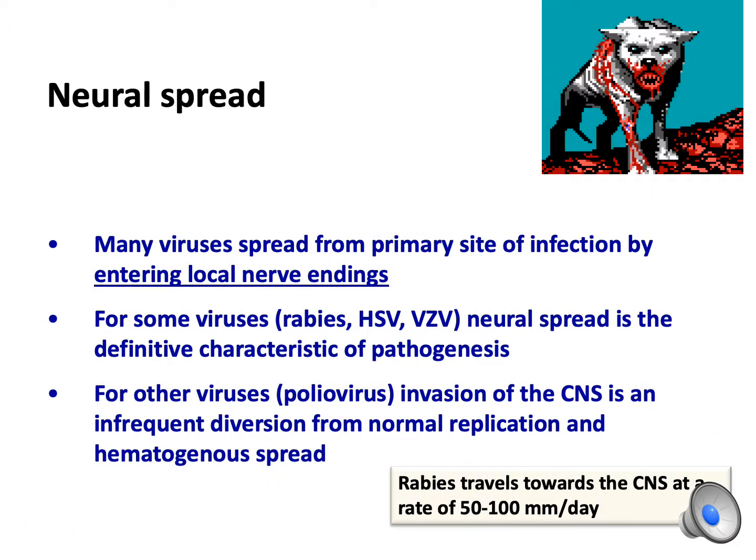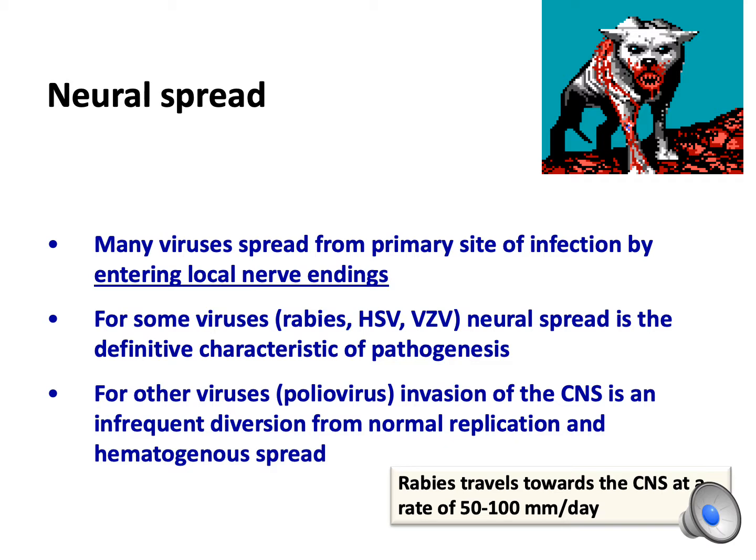We did talk about neural spread during class today, and for some viruses like rabies and herpes simplex and varicella zoster, neural spread is what you think of. It's the definitive characteristic of pathogenesis. Whereas for other viruses like poliovirus, which is an enteric virus, invasion of the central nervous system is an infrequent sequela from normal replication and hematogenous spread.